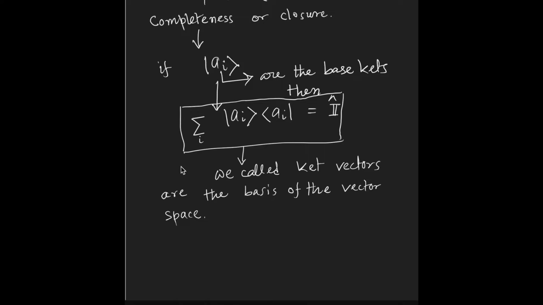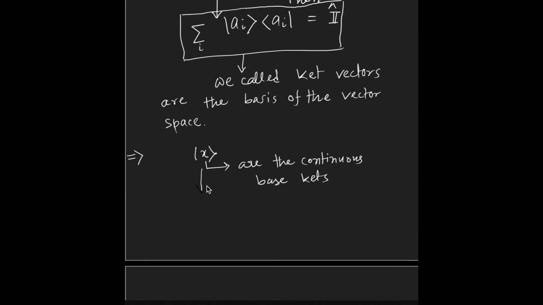Now this is the discrete condition. Now if the vector space is, suppose, continuous, and suppose |x> are the continuous base kets, then the closure or completeness relation will be the integration from minus infinity to plus infinity of dx |x><x| equal to the identity.